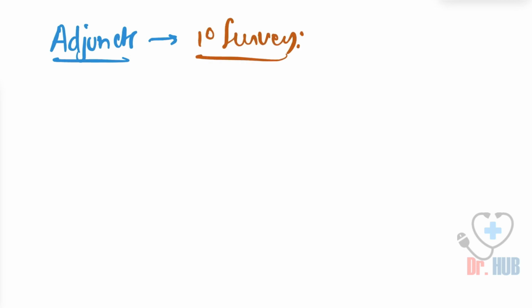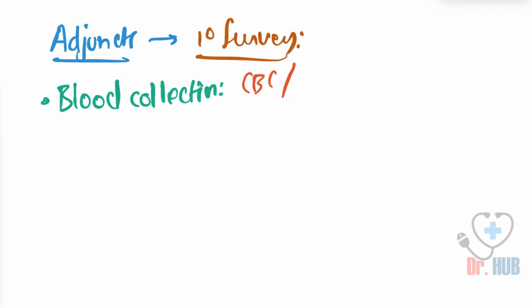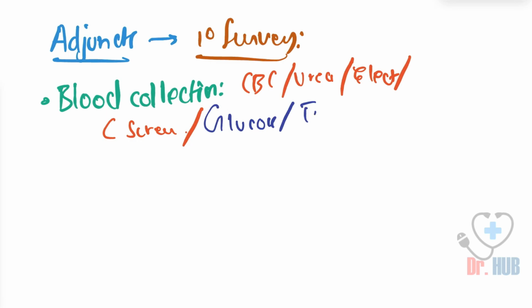Next, we have a topic known as the adjuncts of the primary survey. What is meant by the adjuncts? The adjuncts of the primary survey include blood collection. The blood collection includes the CBC, the urea, the electrolytes. Then we also have the clotting screen, and the glucose. Then the toxicology can be done, as well as a cross match.